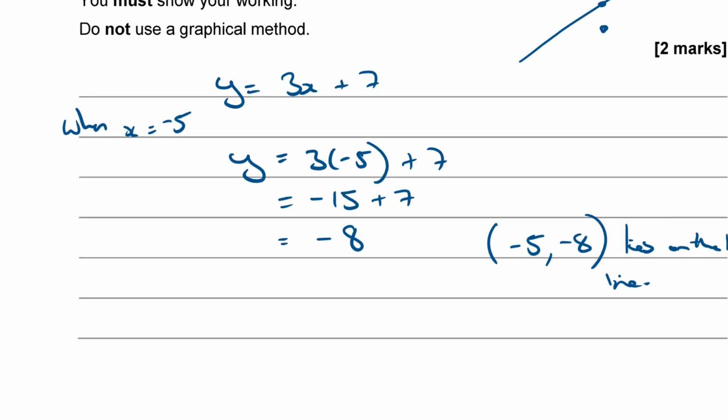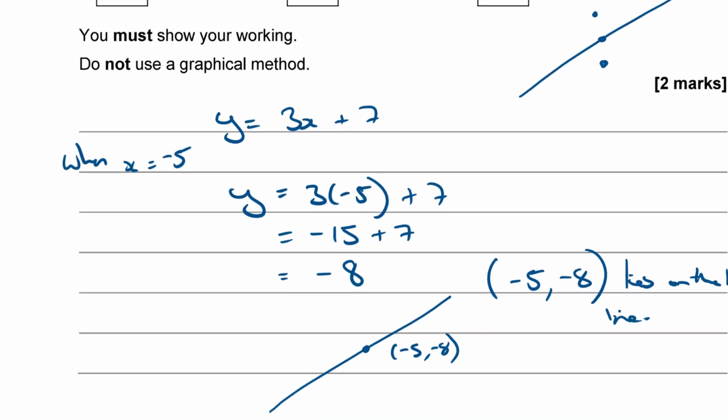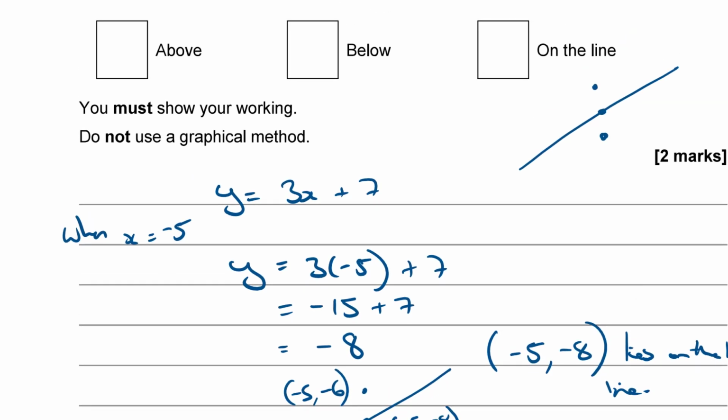So then imagine we've got our line, and we now know that this point here, when x is minus 5, y is minus 8. Now where is the point (-5, -6)? That's got to be more above it, isn't it, in the grand scheme of things. Negative 6 is more positive than negative 8. So it's going to lie above the line.